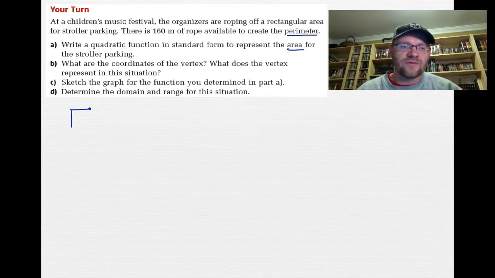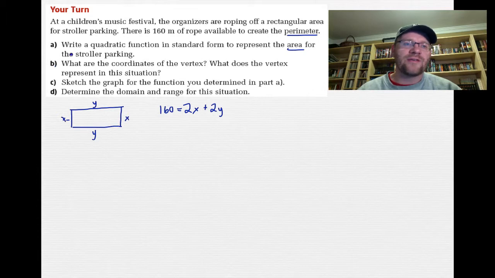But I'm going to start with just drawing a quick little diagram. We've got a rectangle. I'm going to call the two sides x and y. I know the perimeter of this thing, which is 160 meters, would then be 2x's and 2y's. So 2x plus 2y. Now part A says I need to write an equation to represent the area, and it has to be a quadratic function in standard form. So I know that the area is going to be x times y.